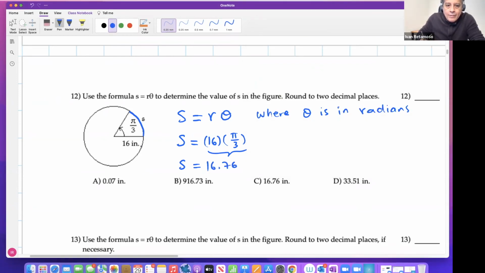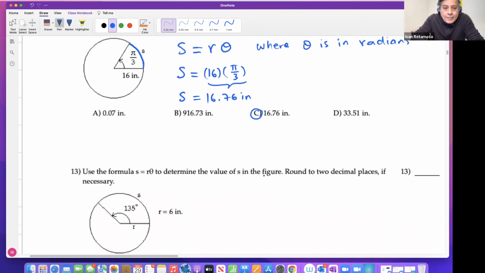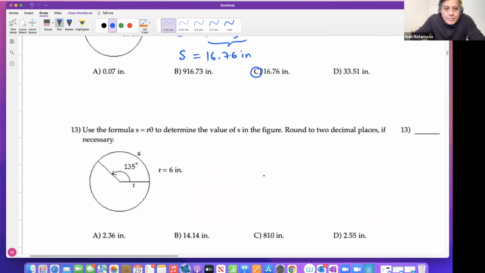16.76. In the end, feel free to attach the units, inches, right? 16.76 inches, which is this guy. Very good. Excellent. Now, continue with number 13.